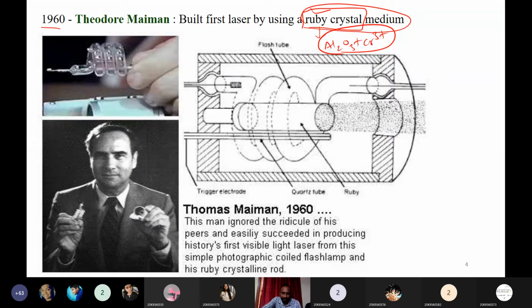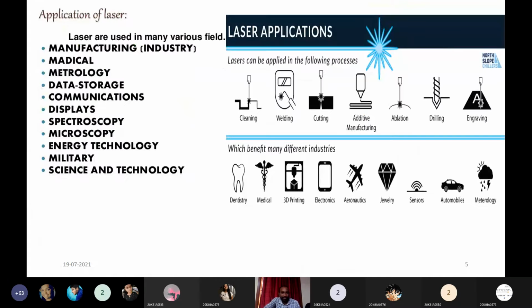After that, many lasers came one by one. Gas lasers, liquid lasers, and semiconductor lasers were developed one by one after that. So before going to learn the subject, what are the applications, and why are we so interested to learn about lasers?